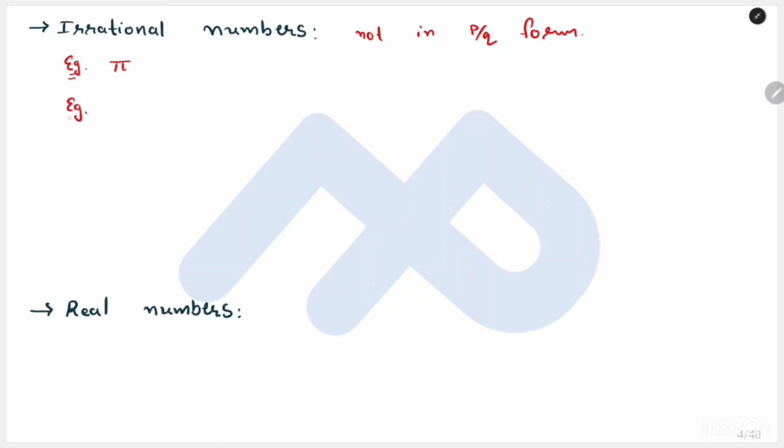Then, which we just discussed in the last slide, non-terminating and non-recurring decimals. That means they don't stop after certain digits, as well as they don't repeat the same pattern. So non-terminating and non-recurring decimals are also irrational.